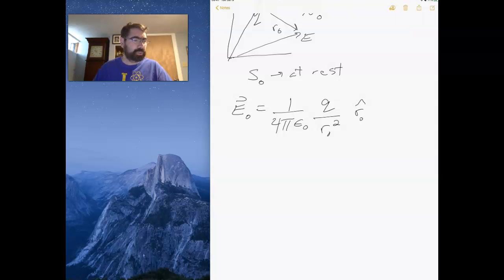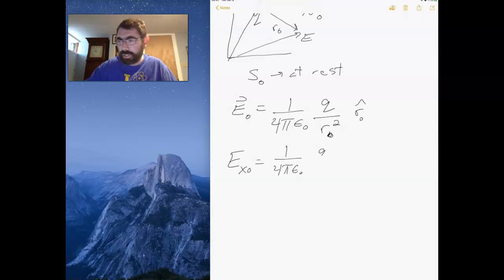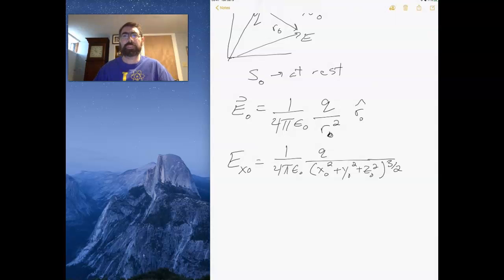Now, what we can do is we can look at the components of it, and so we can write down the components. So EX0 is going to be 1 over 4 pi epsilon naught Q over essentially x0 squared plus y0 squared plus z0 squared, all to the 3/2 power, because they have to take into account the magnitude of the distance, which is inside the vector direction.